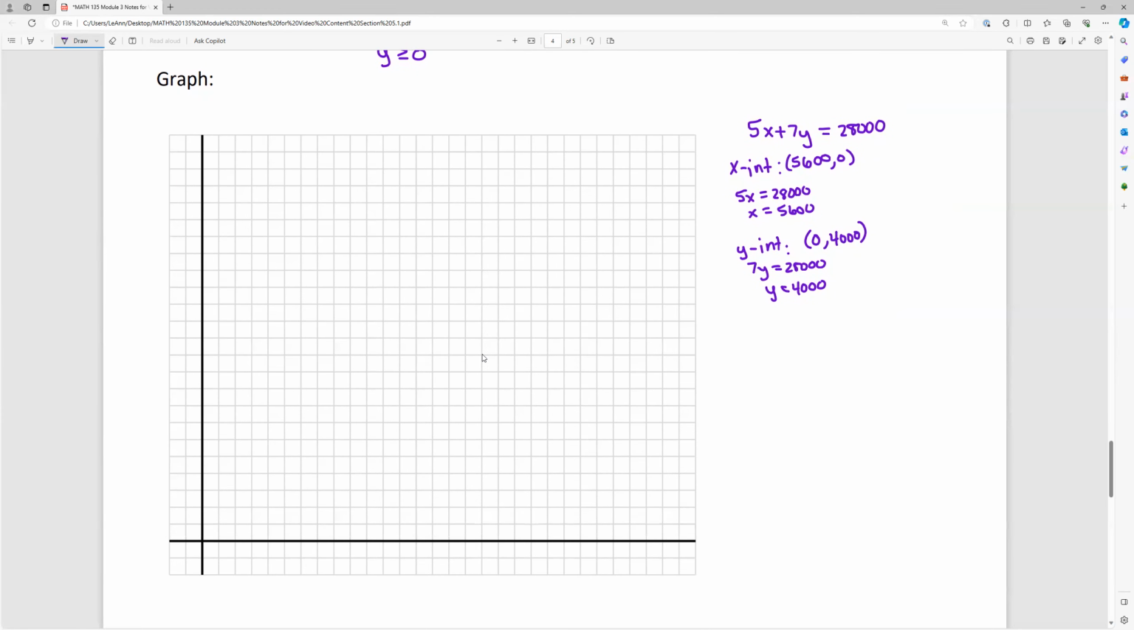So we need to get all the way up to 5,600 on the x-axis, and on the y-axis, we need to get all the way up to 4,000. It looks like maybe counting by, let's see, 200, 400. I'm just counting by 200s on every tick mark. So 200, 400, 600, 800, 1,000. So every 5 is 1,000.